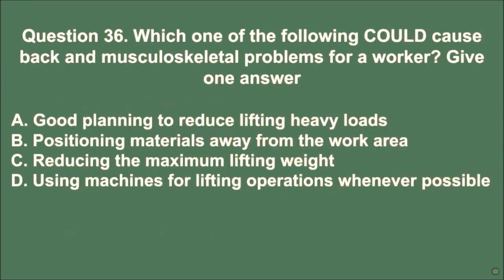Question 36. Which one of the following could cause back and musculoskeletal problems for a worker? Give one answer. A. Good planning to reduce lifting heavy loads. B. Positioning materials away from the work area. C. Reducing the maximum lifting weight. D. Using machines for lifting operations whenever possible. B is the correct answer.